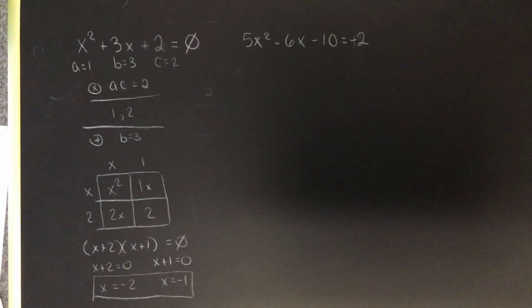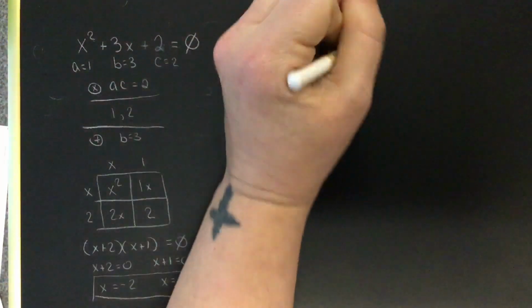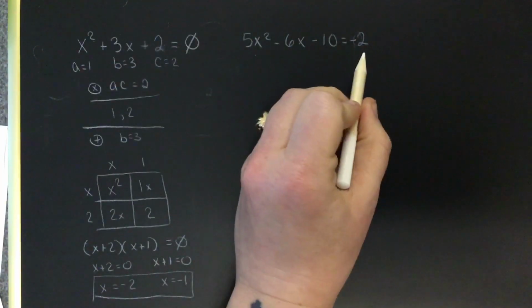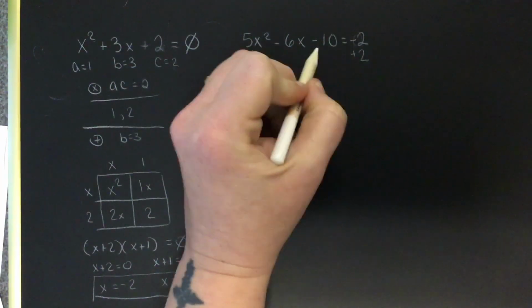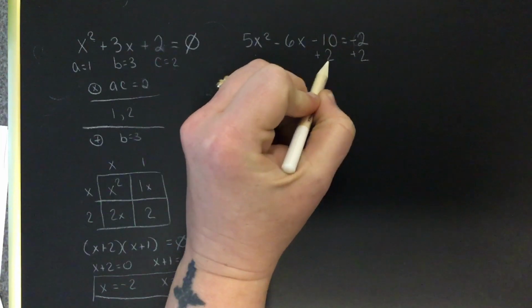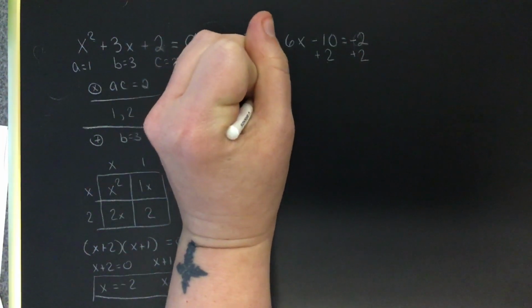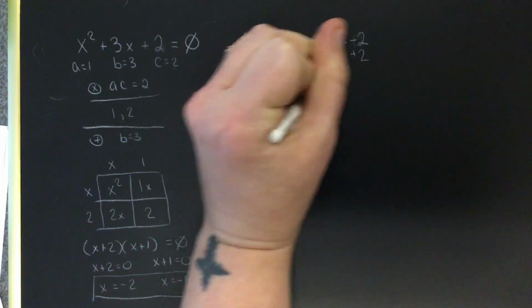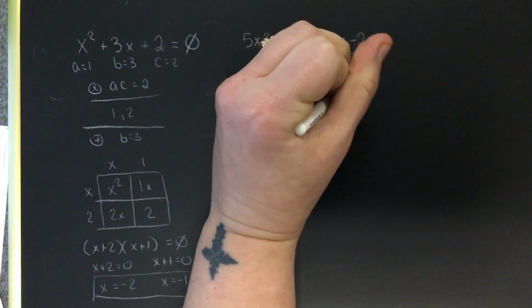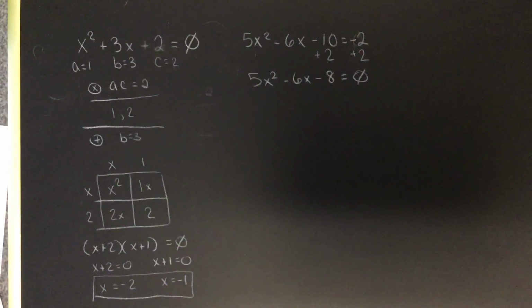First thing we want to do when we see a quadratic and an equal sign, we want to make sure it's set equal to 0. So we're going to add 2 to both sides. Make sure you're adding it to like terms. And so now you have 5x squared minus 6x minus 8 is equal to 0. Now that's ready to factor and solve.